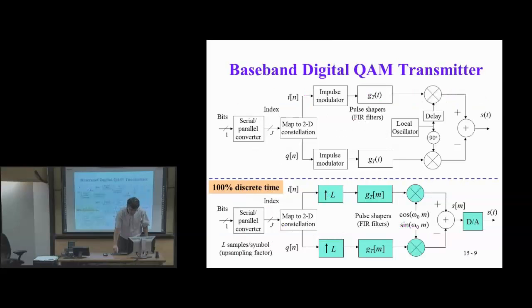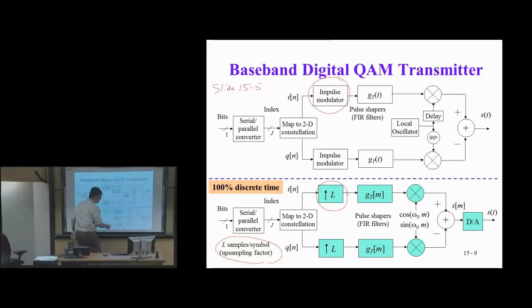So let's end, and we'll come back to this in the next lecture. This is the conversion of the QAM transmitter from earlier, slide 15-5, put completely into discrete time. We go through the same process as we did with converting PAM from this mixture of discrete and continuous time to solely discrete time. Replace the impulse modulator with upsample by L, where L is the number of samples per symbol, also the upsampling factor.